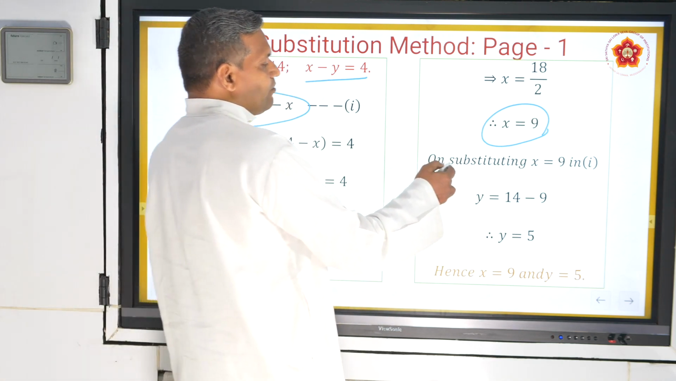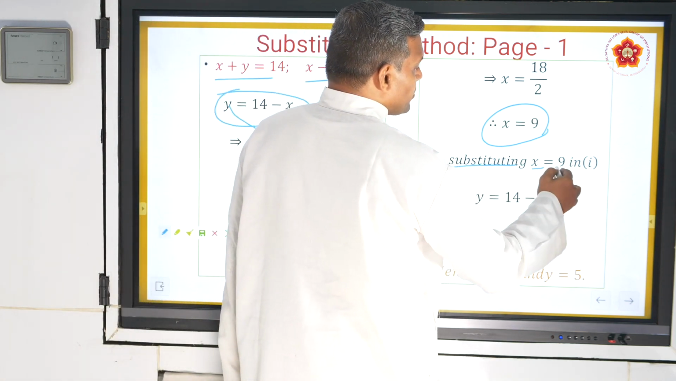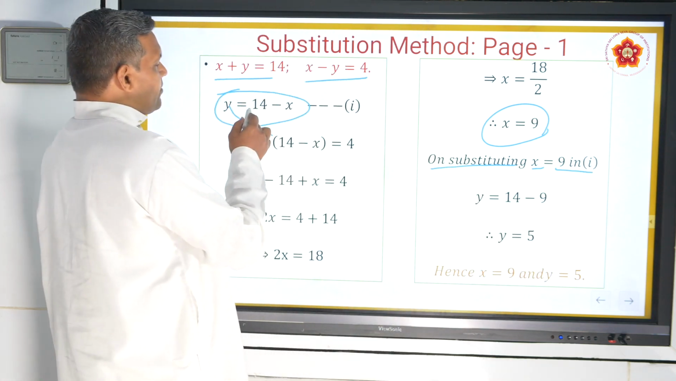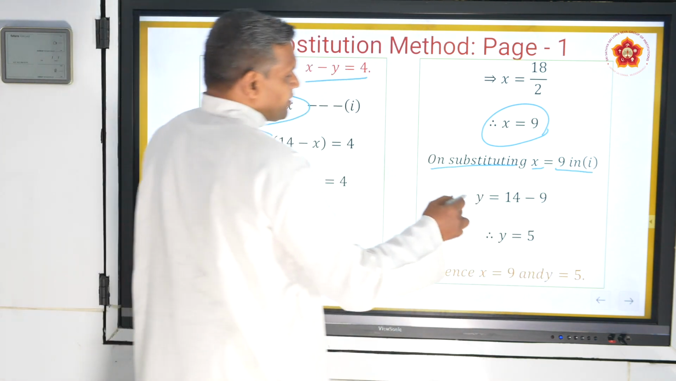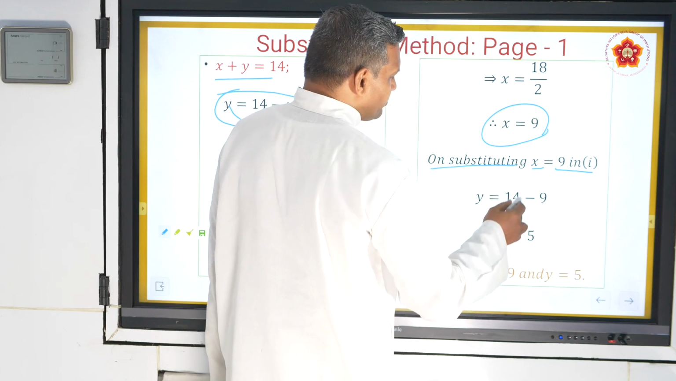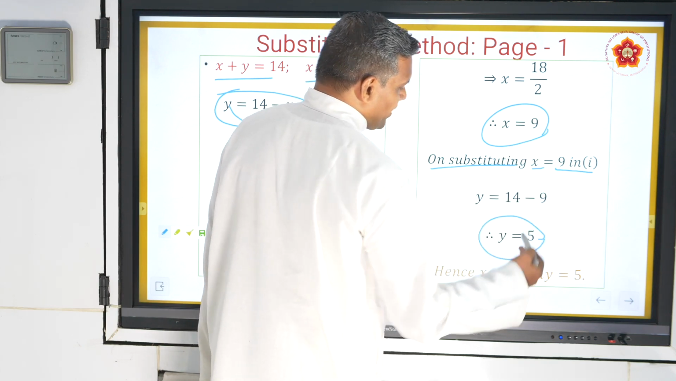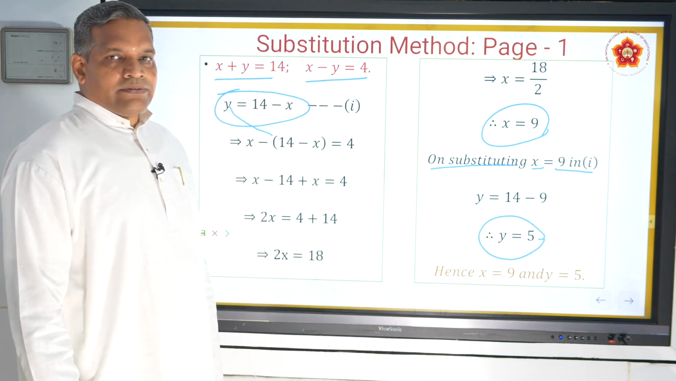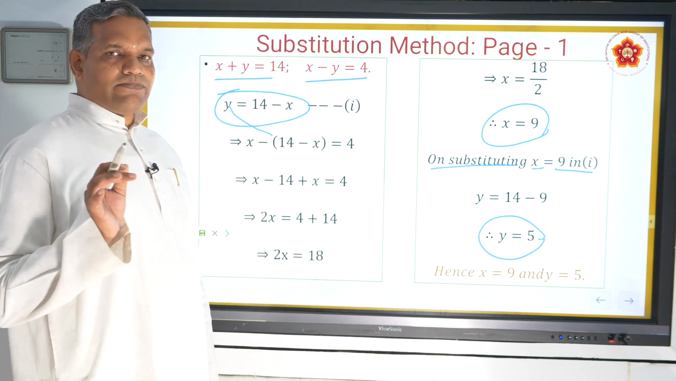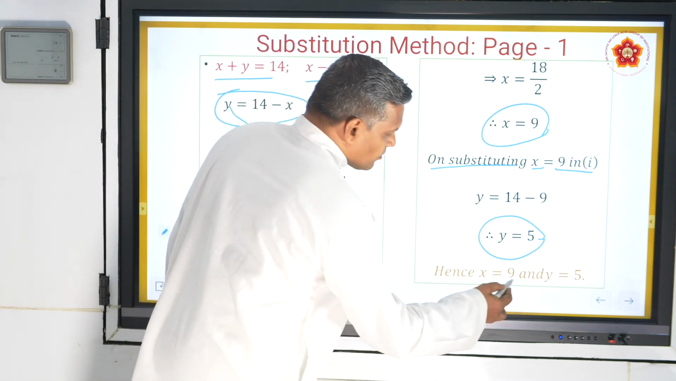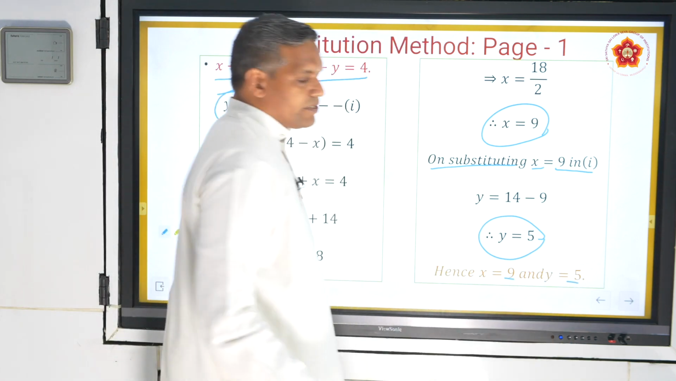Tell me what I did on substituting x is equal to 9 in equation number 1. This is my equation number 1. So y is equal to 14 minus x. What did I do? The x value I substituted. 14 minus 9 is equal to 5. y is equal to 5. Did you get it? So simple it is. So now, hence x is equal to 9, y is equal to 5 are the solutions.